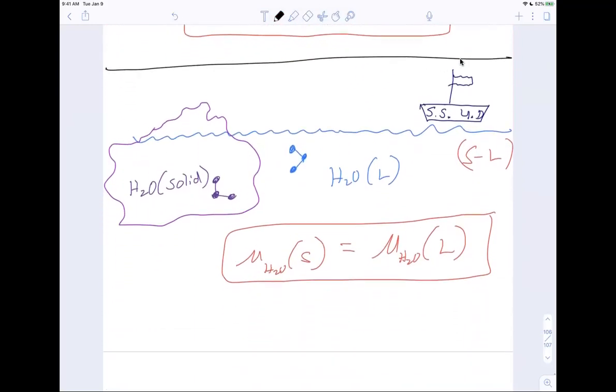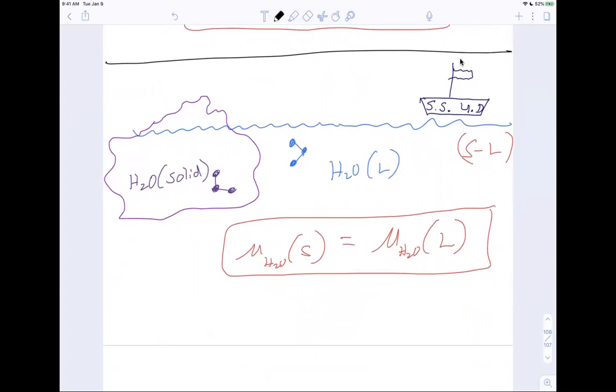So this is a liquid-vapor system. We can look at something that's a solid-liquid system. In this case, you have a solid and liquid in equilibrium. Same thing. The chemical potential of water in the solid phase must equal the chemical potential of the water in the liquid phase. It has to be that way. Otherwise, you wouldn't see both at the same time. You would only see one or the other.